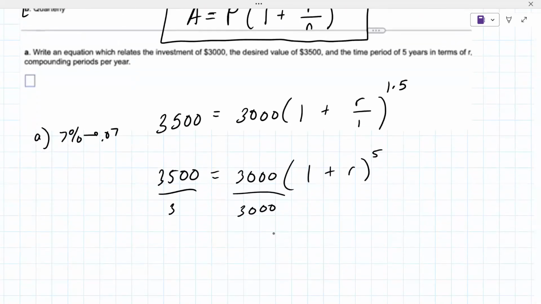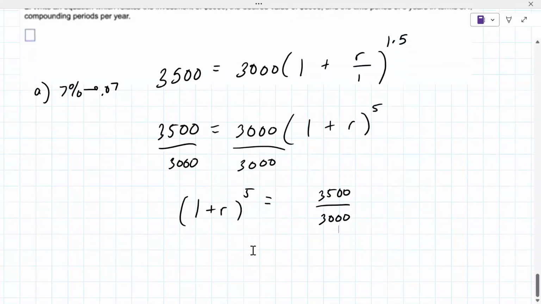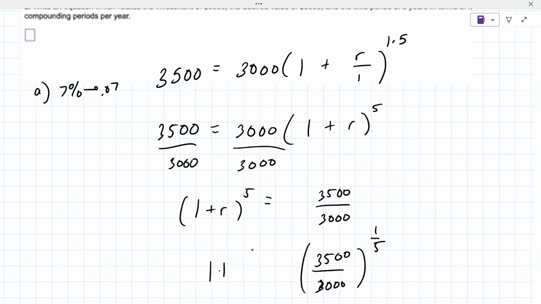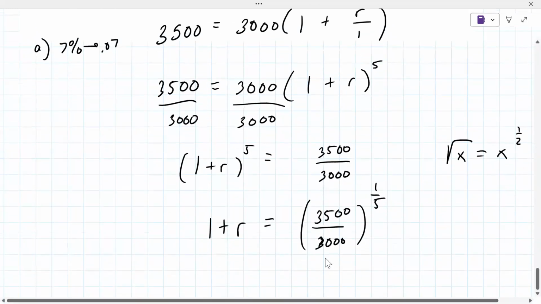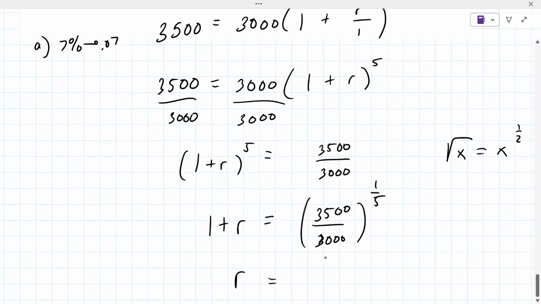You're dividing both sides by 3,000. And so you have 1 plus r to the power of 5 equals 3,500 over 3,000. To undo this power of 5 is the fifth root of both sides. Sorry, that's not how you would do it. You would go to the 1/5 power. And let me know if any of this is unclear. If you haven't seen this before, the square root of x is really x to the 1/2. That's the rectification for this. And then you subtract 1 from both sides.